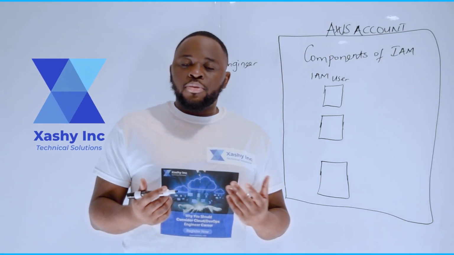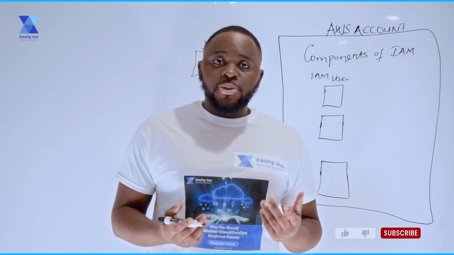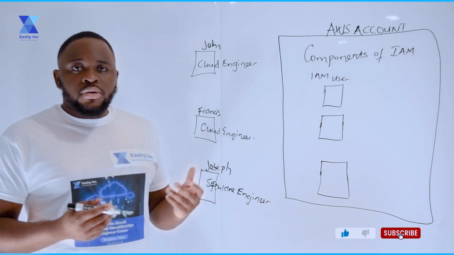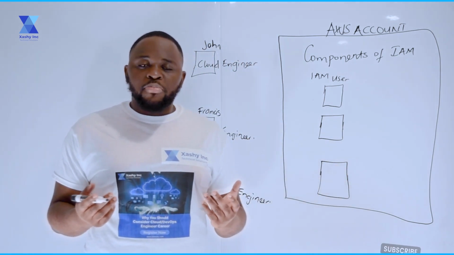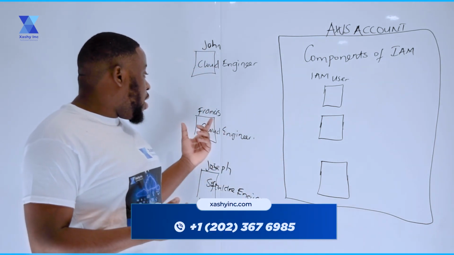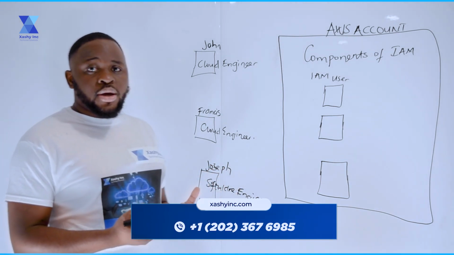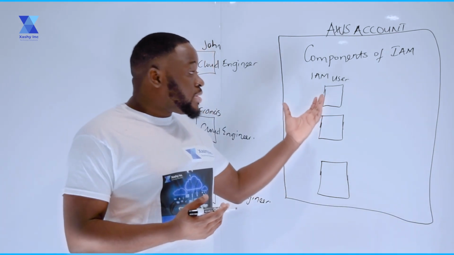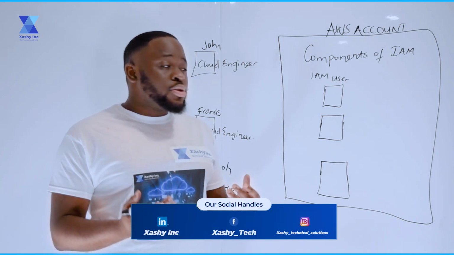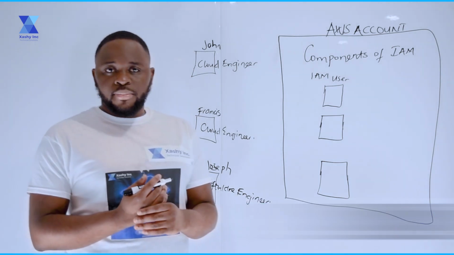IAM users are the most widely used identities on AWS IAM. That is because if you have engineers in the company, let's say for example, you have John who's a cloud engineer, you have Francis who's a cloud engineer, and you have Joseph who's a cloud engineer. When you want to access the AWS account, what you need to do is to actually create an IAM user for each and every one of them.